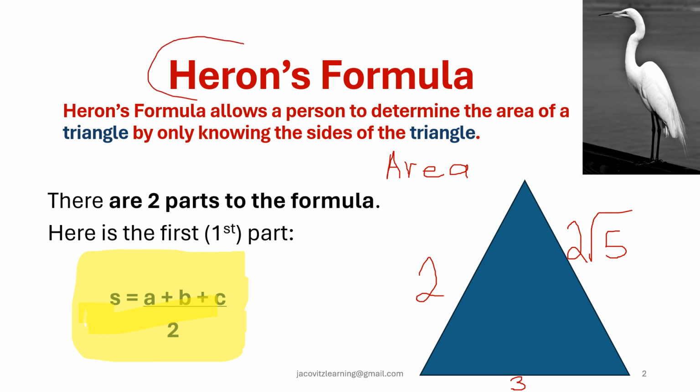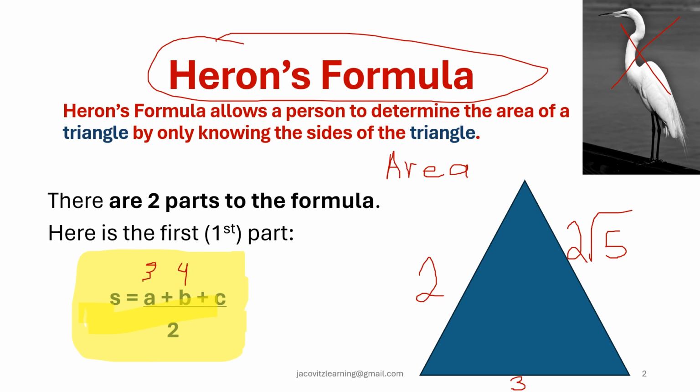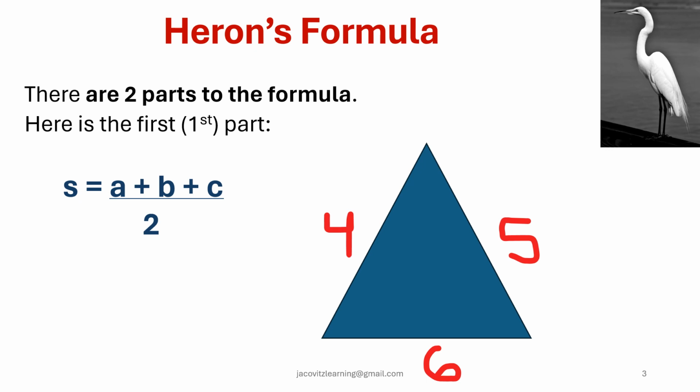There are 2 parts of Heron's formula, and it's not named after this bird. It's named after a famous mathematician. But anyway, I thought this would be cute. So anyway, S equals A plus B plus C, then divide by 2. Okay, please don't do it like this if you had numbers like this going on. Don't do 3 halves, and then 4 halves, which is 2, and then 6 halves, which is 2. That's not how you do that. You have to add all of these, and then divide by 2. It's the first part of the formula, and there are 2 parts.